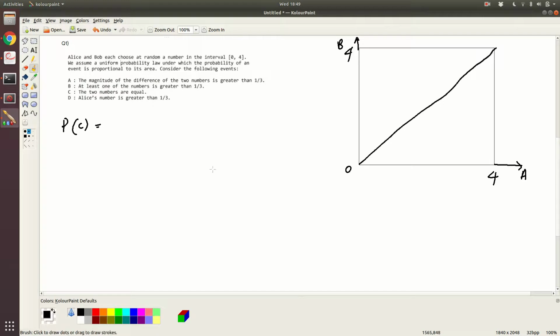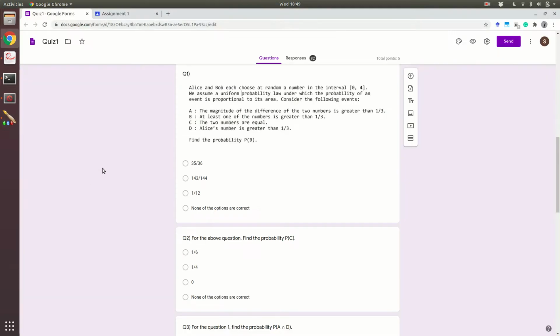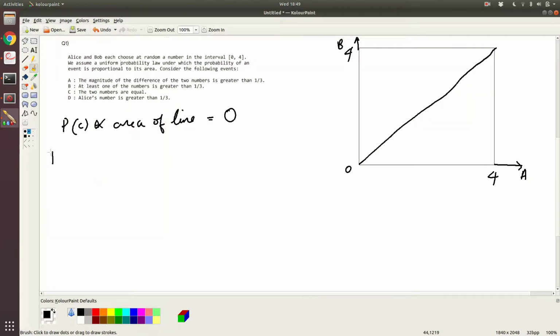Okay, so P of C is proportional to the area of the line that you see. Now we know that the area of a line in a two-dimensional figure is equal to 0. So we know this easily, that P of C is 0. All right, so this was question number 2. And the last question is, what is P of A intersection D?